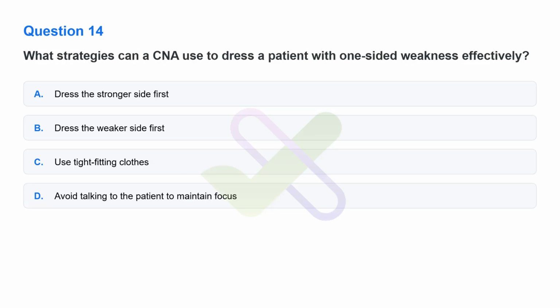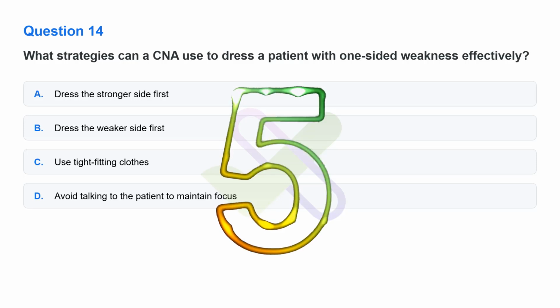What strategies can a CNA use to dress a patient with one-sided weakness effectively? A. Dress the stronger side first. B. Dress the weaker side first. C. Use tight-fitting clothes. D. Avoid talking to the patient to maintain focus.